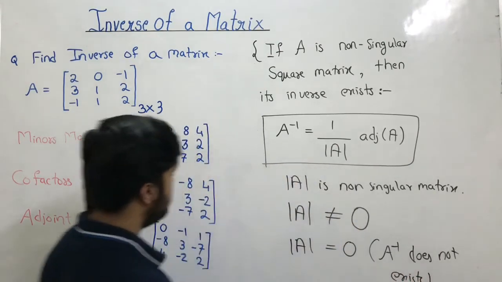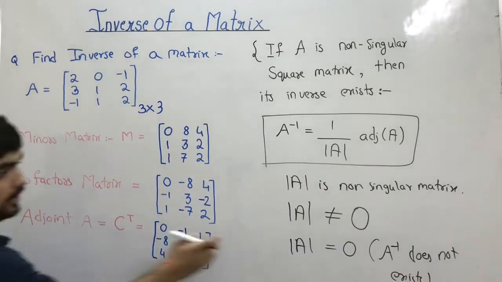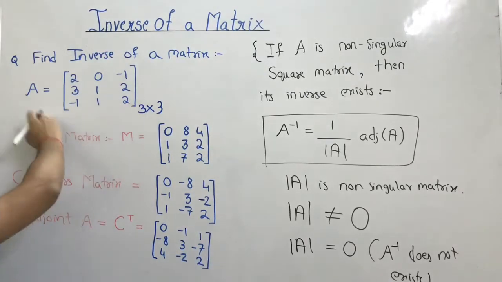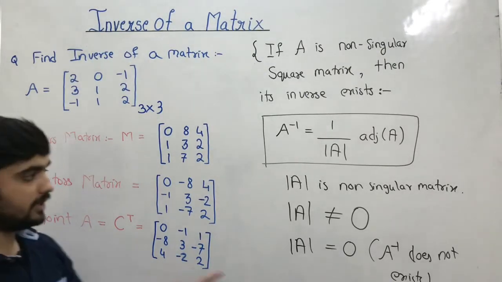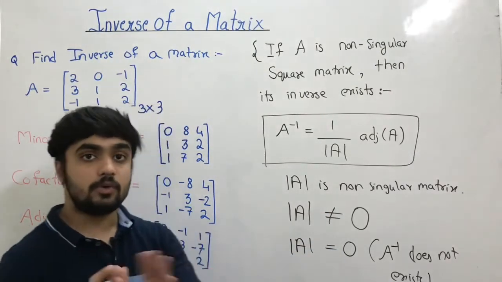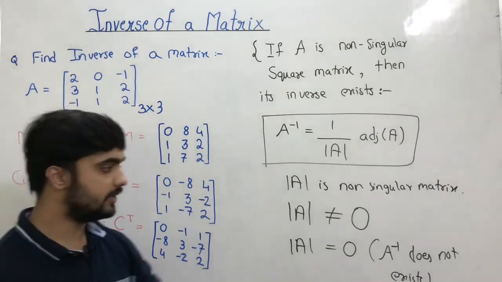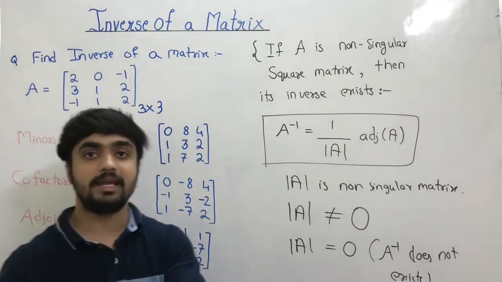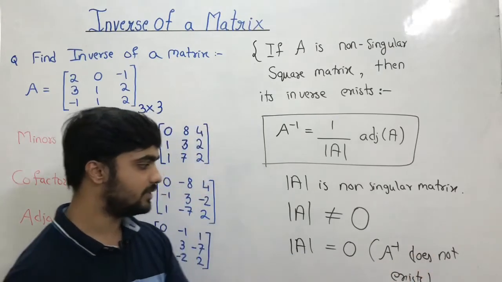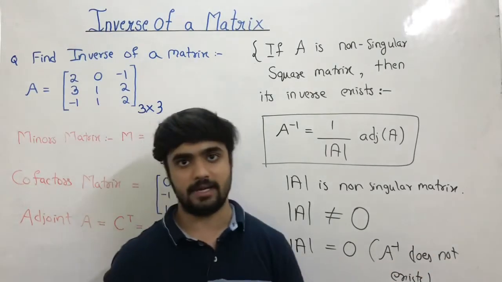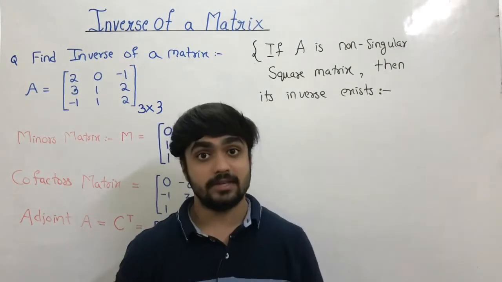So for a given matrix, first you will need to find mod of A, that is the determinant of the given matrix. If it is not equal to 0, then you can solve for inverse. If it is equal to 0, then you can directly write that A inverse does not exist since it is a singular matrix. Okay, now let's see one numerical.